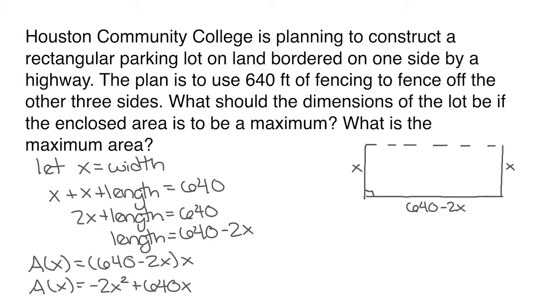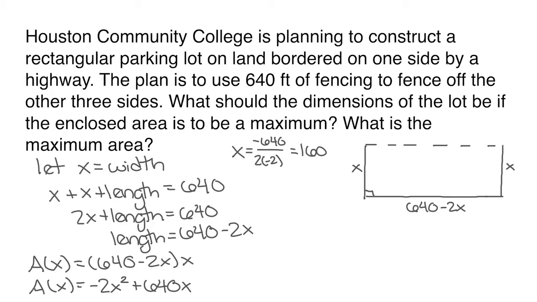So we'll want to find the vertex. The x-coordinate of the vertex is negative b over 2a. So in this case, it's negative 640 divided by 2 times negative 2, which is equal to negative 640 divided by negative 4, or 160.